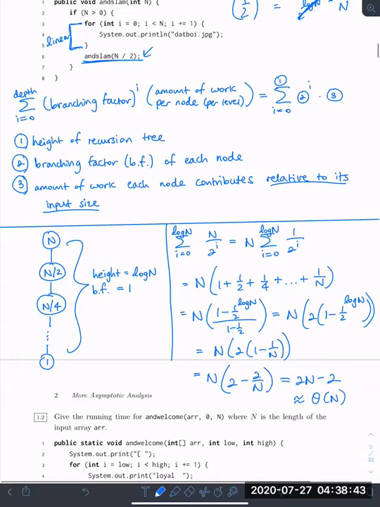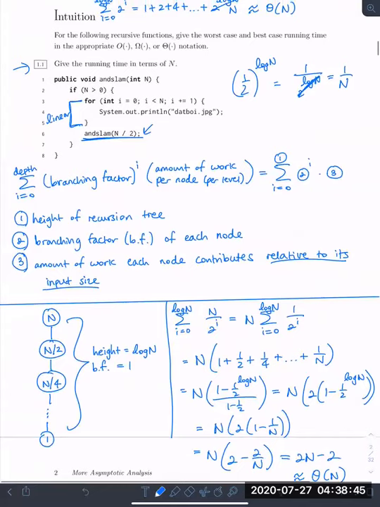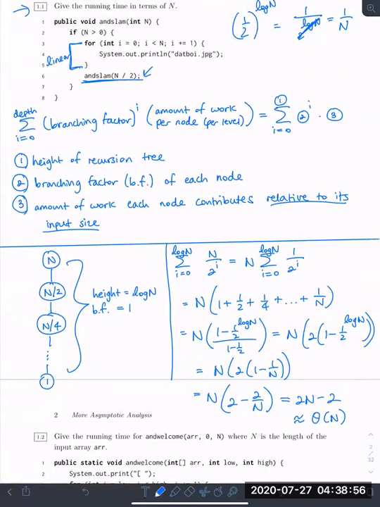And notice that this is both the worst case and the best case, because really there's no way for us to bypass anything in the function. We have to execute every single part, right? So this is both the worst case and the best case.